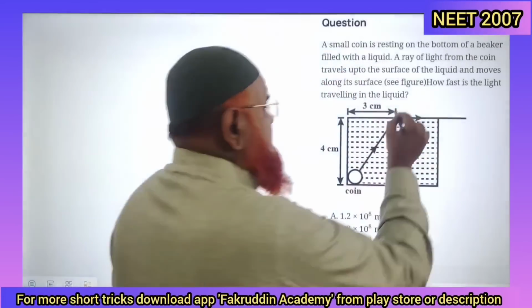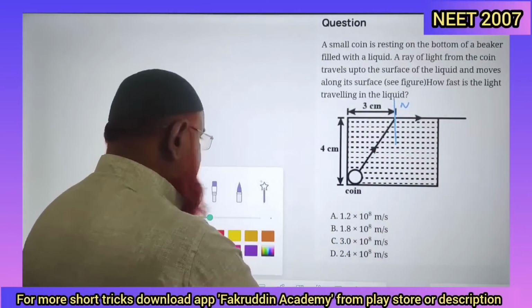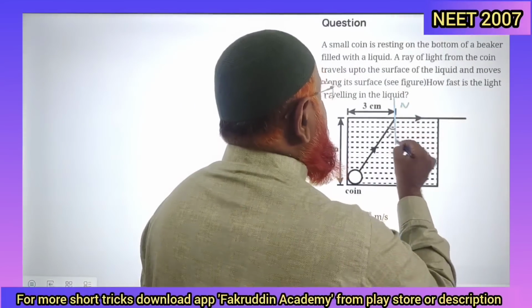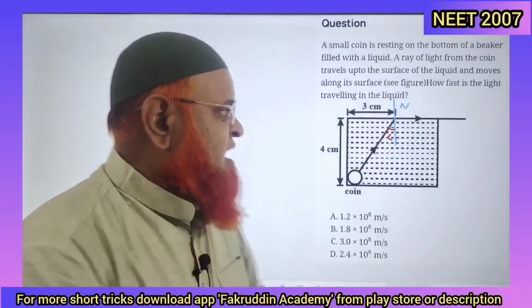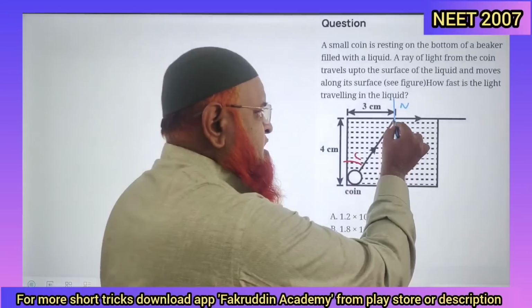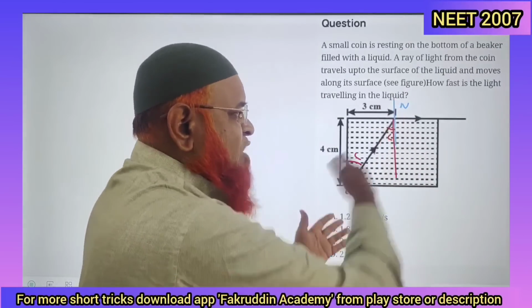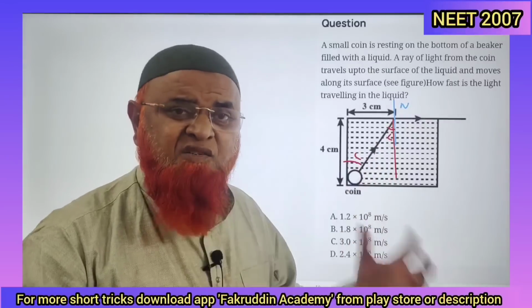That means if you draw a normal here, this is going to be a critical angle. If this is a critical angle, this is also critical angle, because when you draw these two parallels, alternate interior angles are going to be same. This is C, means that is also C.